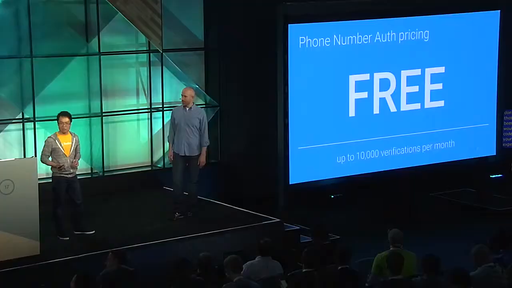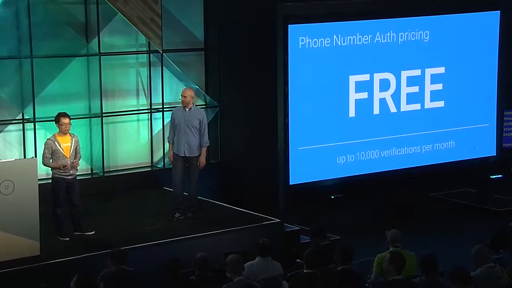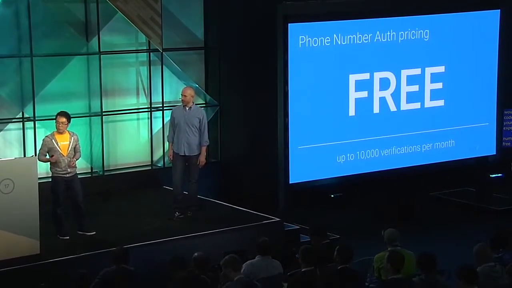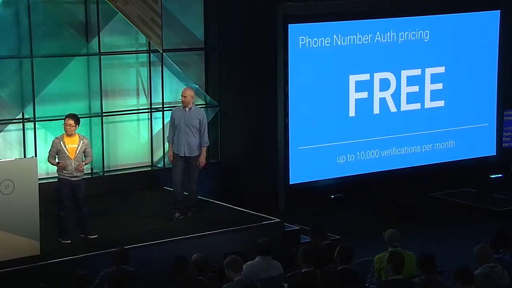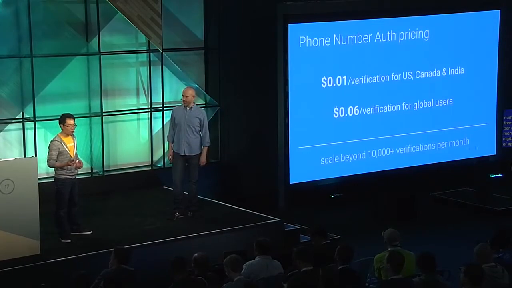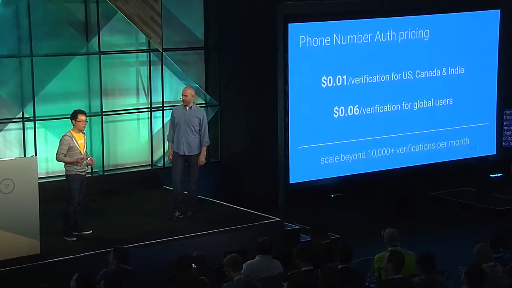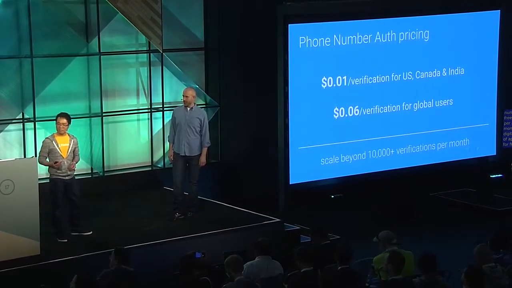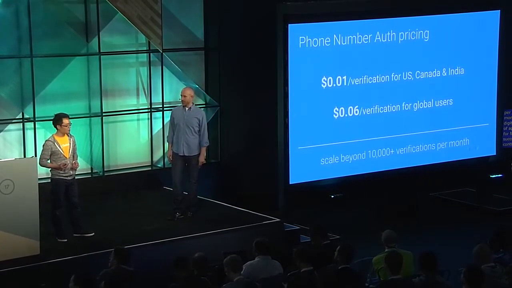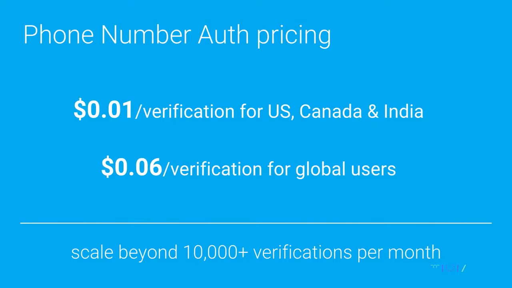To get started on phone number auth, we're making this free for up to 10,000 verifications per month. From our learnings in Digits, we expect that over 90% of apps will be able to use this for free. Now, if you're wildly successful and you want to continue to scale, it's at 1 cent per verification for users in US, Canada, and India, and 6 cents for users worldwide.